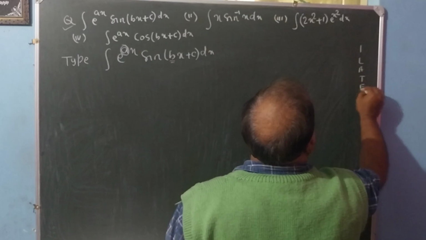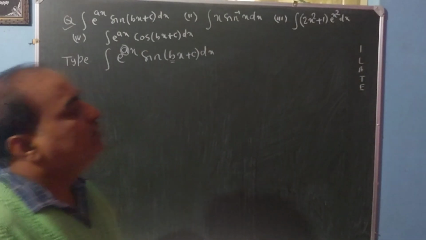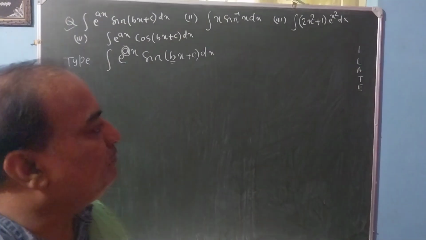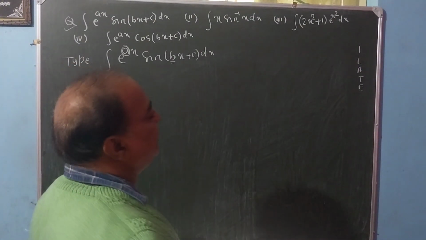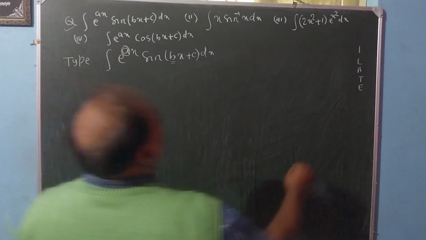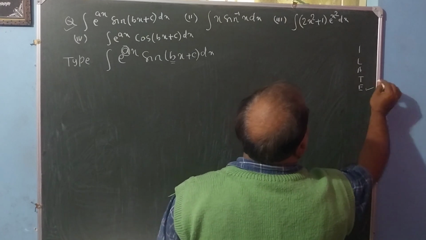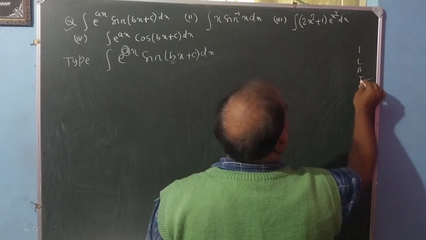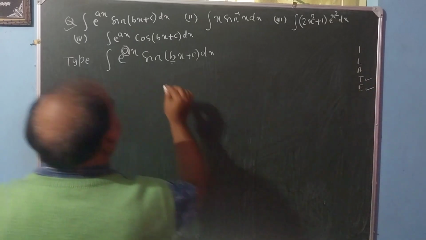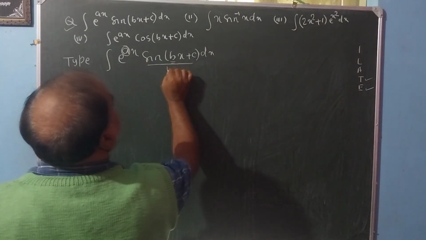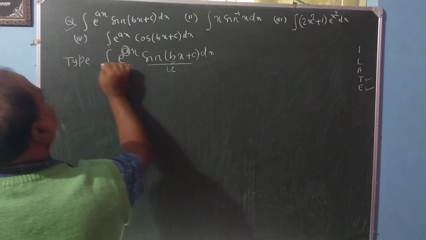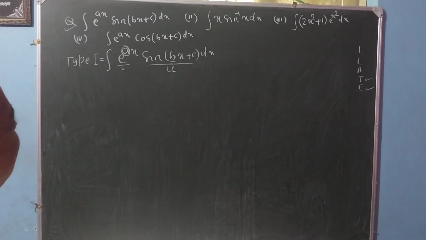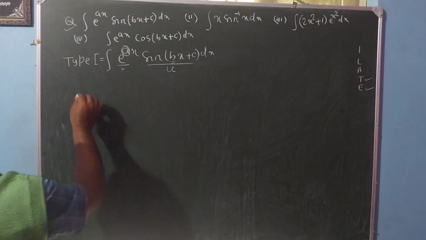I-L-A-T-E: I means inverse trigonometric function, L logarithmic function, A algebraic function, T trigonometric function, E exponential function. Exponential function comes second, trigonometric function comes first. So you choose this as u and this as v. Treat this as I. So applying the integration by parts.